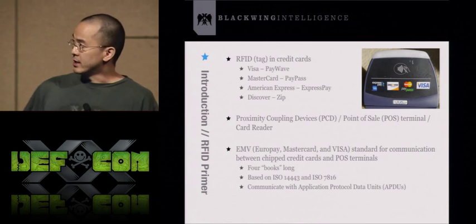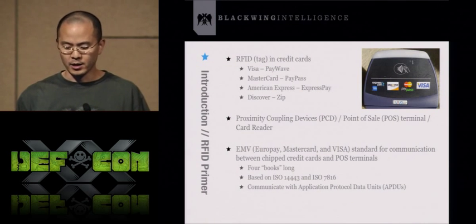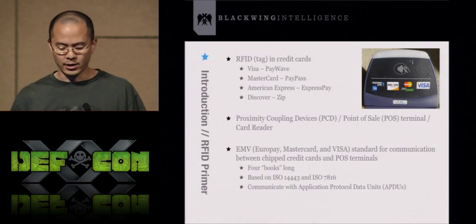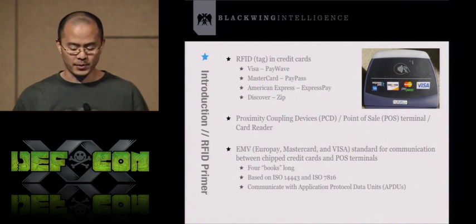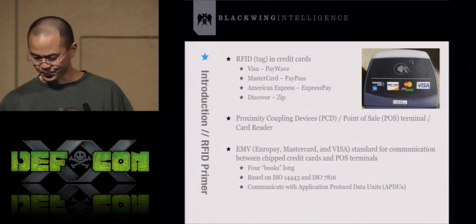The technical term used for the communication between an RFID tag and the reader is APDUs. They pass back basically these byte-level commands and responses, and those are called APDUs.